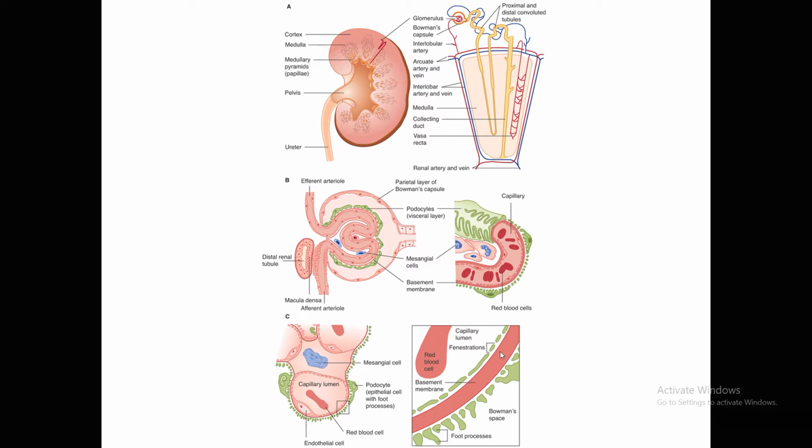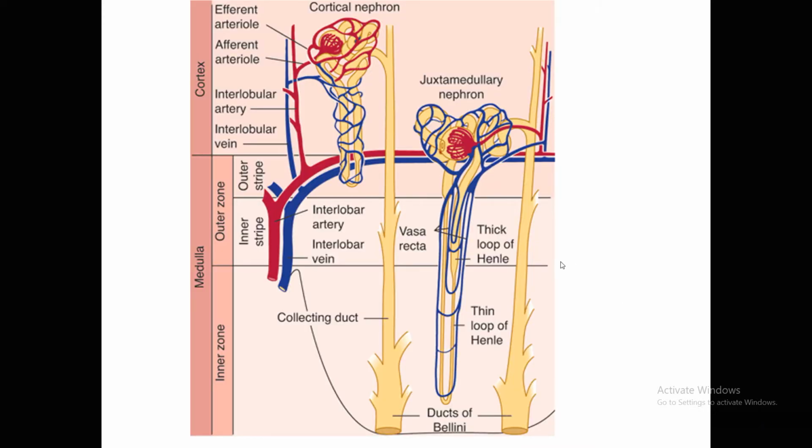growth factors. The filtrating membrane includes three distinct layers: the endothelial layer, the basal membrane, and an epithelial layer, podocytes. There are two types of nephrons in the kidney: cortical nephrons and juxtamedullary nephrons. The loop of Henle of juxtamedullary nephrons is long, thus contributing to the concentration of the urine.